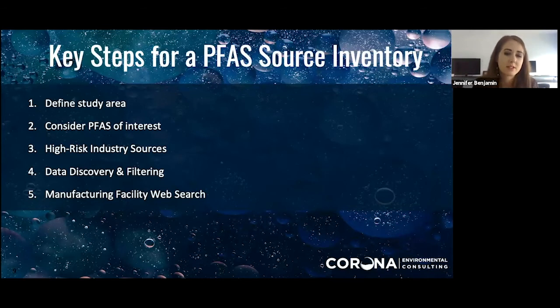The last step in this process is to do a web search for facilities belonging to companies that have been historically known to either use or manufacture PFAS. The goal of this task is really to fill in gaps in your inventory and make sure that you're capturing facilities that you know are PFAS manufacturers, but that might not have been captured by the data sets you've collected for whatever reason. That includes big name companies like 3M and DuPont, companies that have been known to manufacture and use PFAS for many years.